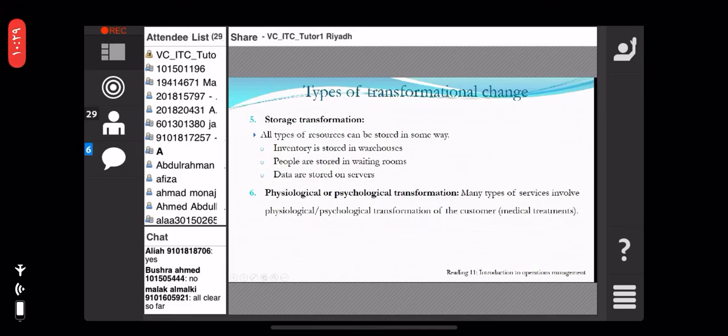Physiological or psychological transformation. Many types of service involve physiological or psychological transformation of the customers. For example, medical treatment. They are basically changing from one form to another form. For example, you are sick, let's say, or ill. You visit a hospital. They treat you, and you change from one position to another position.